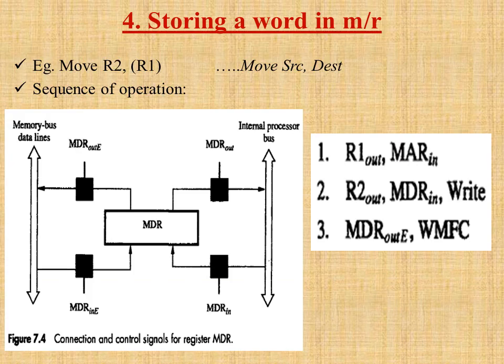The structure is the same as we have seen in the previous slide for the third type of operation, that is loading a word from the memory to the processor. The structure of connection and the control signals for the MDR register to the internal processor bus and to the external memory bus is as shown in the previous slide.